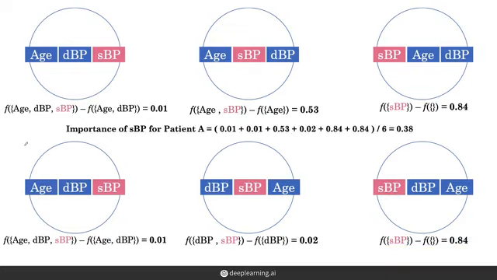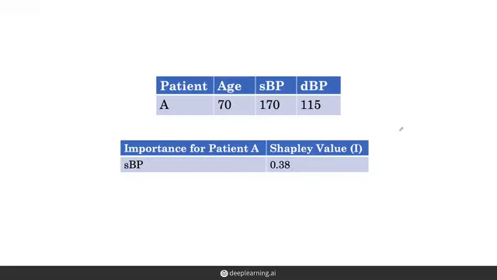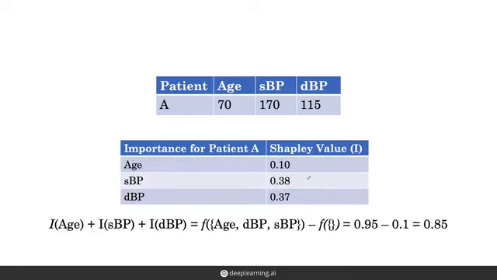Finally, we average all of these feature importances, the sum of these 6 numbers, divided by 6 to get us the average, which gives us the importance of SBP for patient A, which comes out to about 0.38. We call this importance the Shapley value, represented by capital I, for SBP for patient A. We can similarly compute the Shapley values for age and for DBP.